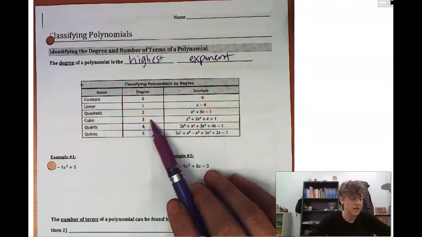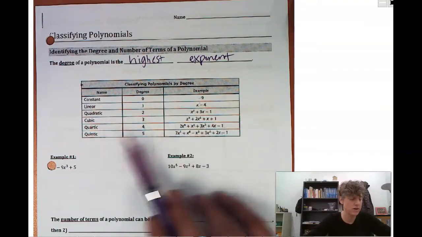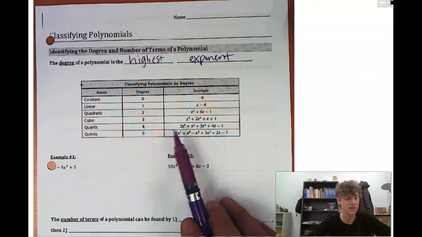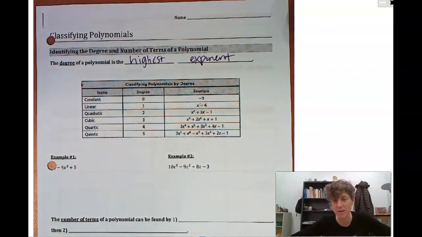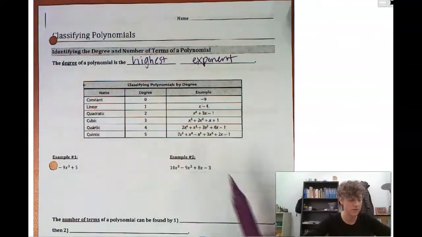Cubic highest exponent is 3. Quartic highest exponent is 4. And quintic highest exponent is 5. And then after that, we stop giving them fancy names. We cut it off at degree 5, the quintics.